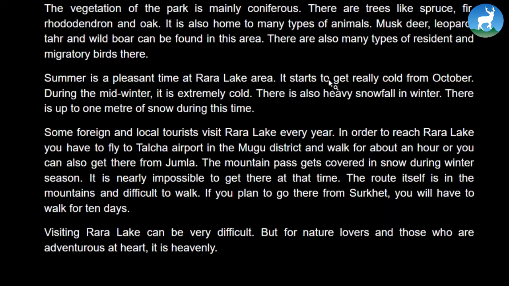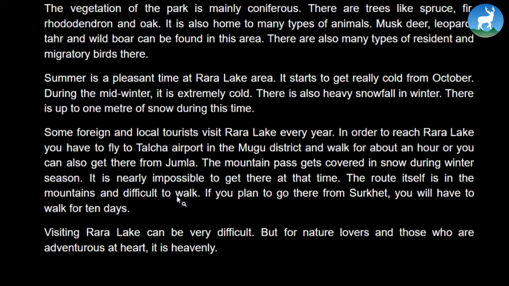Summer is a pleasant time at Rara Lake area. It starts to get really cold from October. During the midwinter, it is extremely cold. There is also heavy snowfall in winter. There is up to 1 meter of snow during this time. Some foreign and local tourists visit Rara Lake every year.